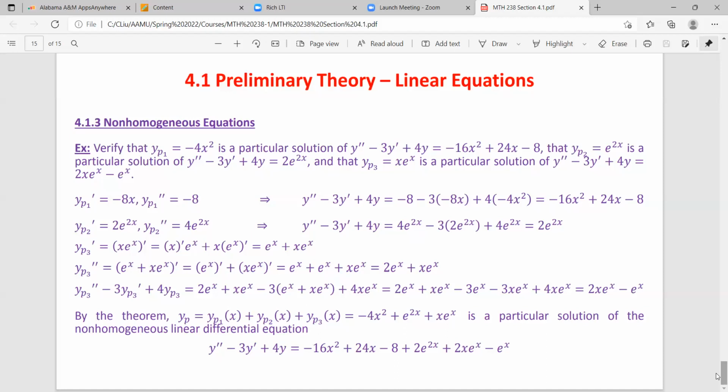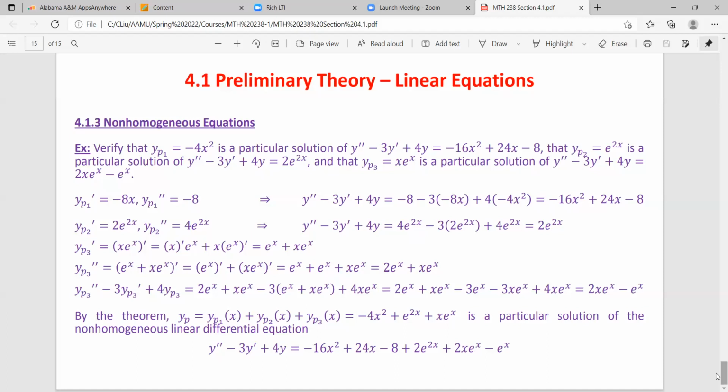But to verify that each of those yp is a particular solution of a differential equation, you just plug those yp's into the differential equation and see if the equation holds. So, for example, in the first part, yp1 equals negative 4x squared. So if you take the derivative of yp1, you get negative 8x, and if you take the second derivative, you get negative 8. So that's pretty straightforward if you use the power rule.